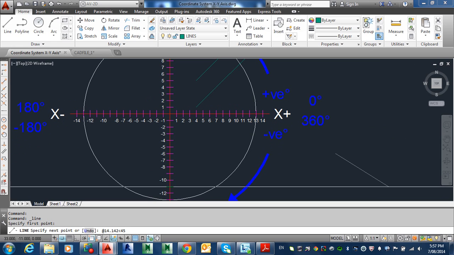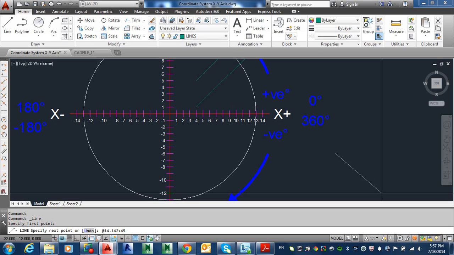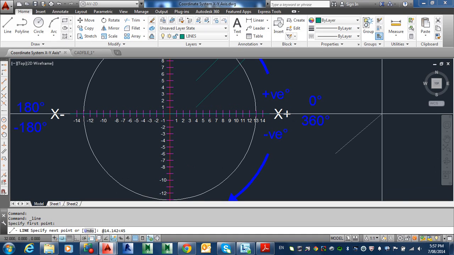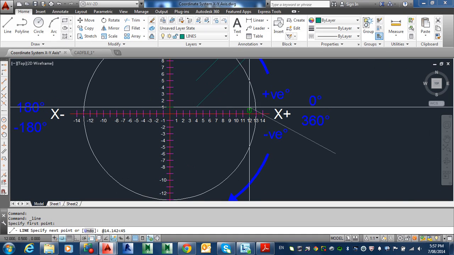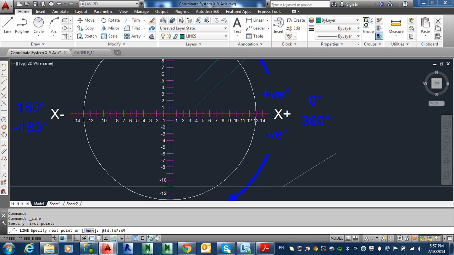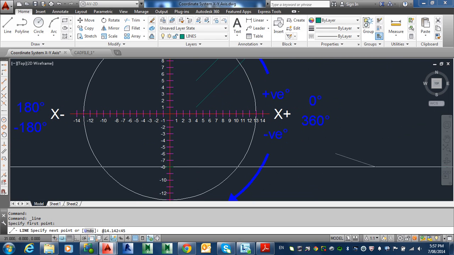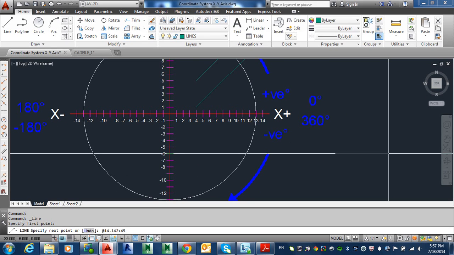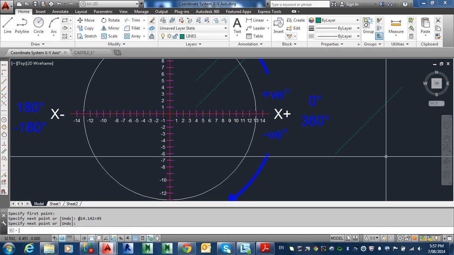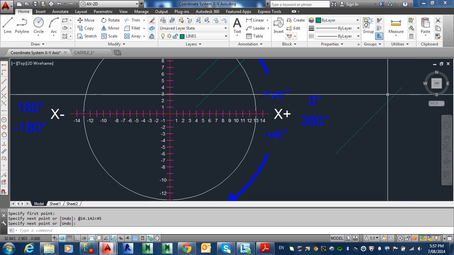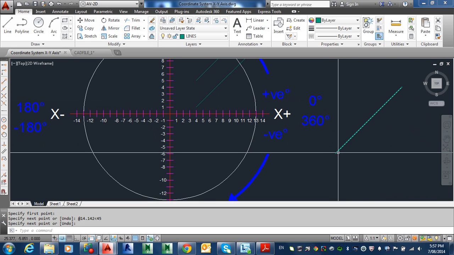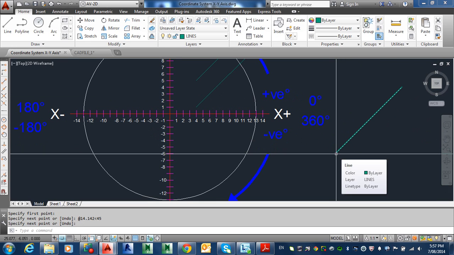If it was minus 45, it would be going this direction. If it was 135, it would go this way. These are all multiples of 45. 225 over here. So if I type in 45, it would go up, and enter to finish. It's gone up because it assumed again that my 0,0 is where I clicked first. So from there, really, it's gone up 45 degrees.